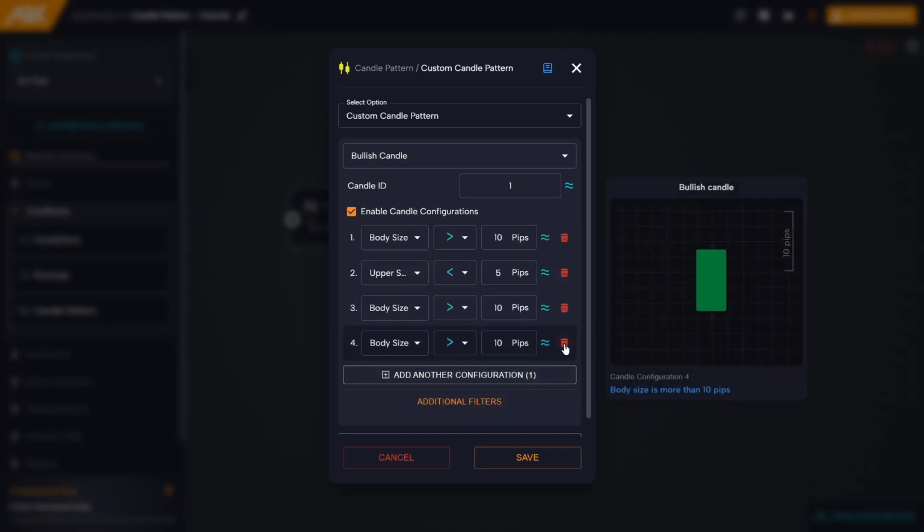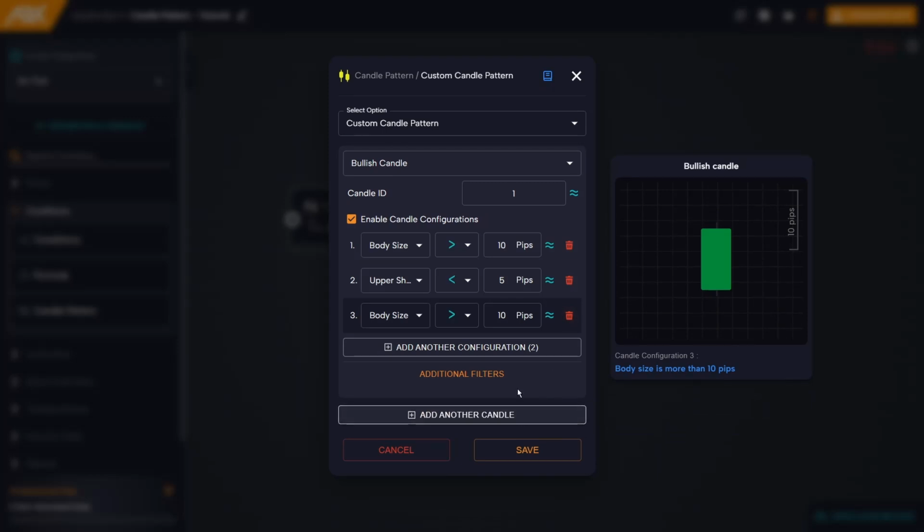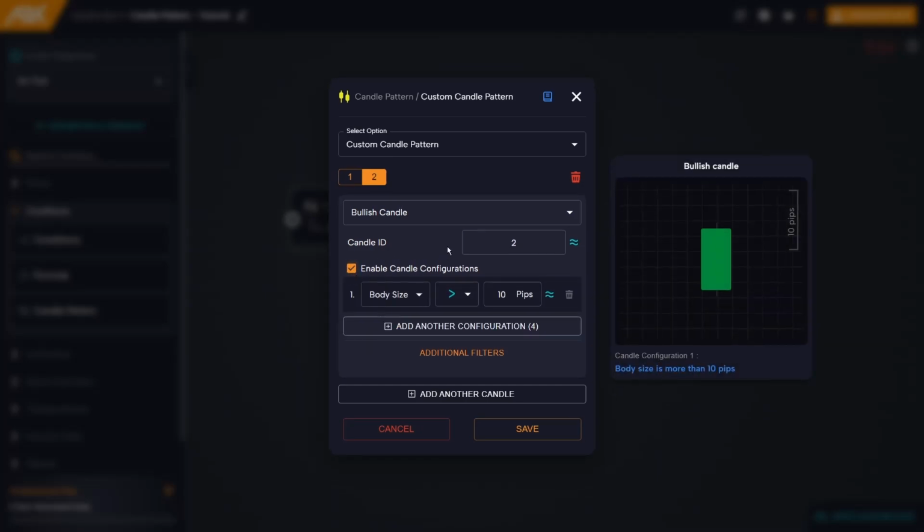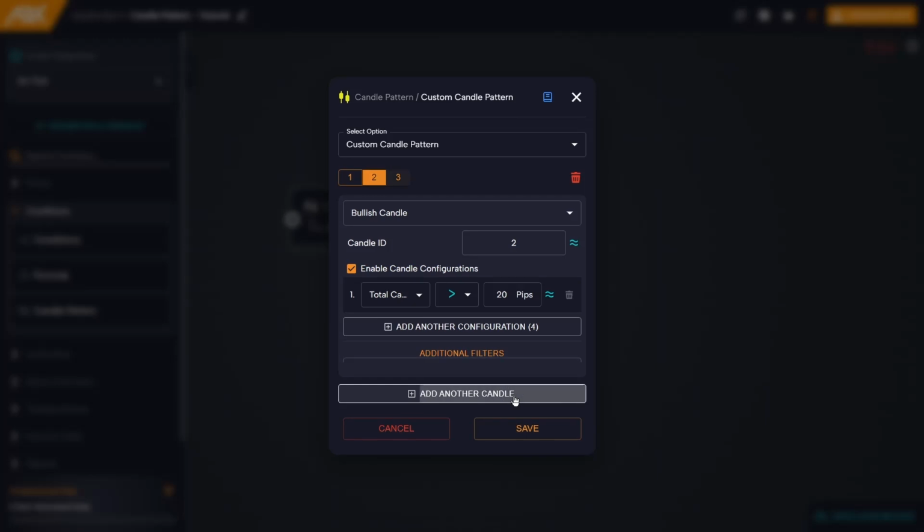Like this. Additionally, if we want to create a custom pattern with multiple candles, we can click on Add Another Candle at the bottom. This opens a screen similar to the previous one, where we can customize another candle. We can start by entering candle ID 2, then check the box. And we can create our new candle with a total candle size greater than 20 pips. Again, we can add new candles up to a maximum of 10.